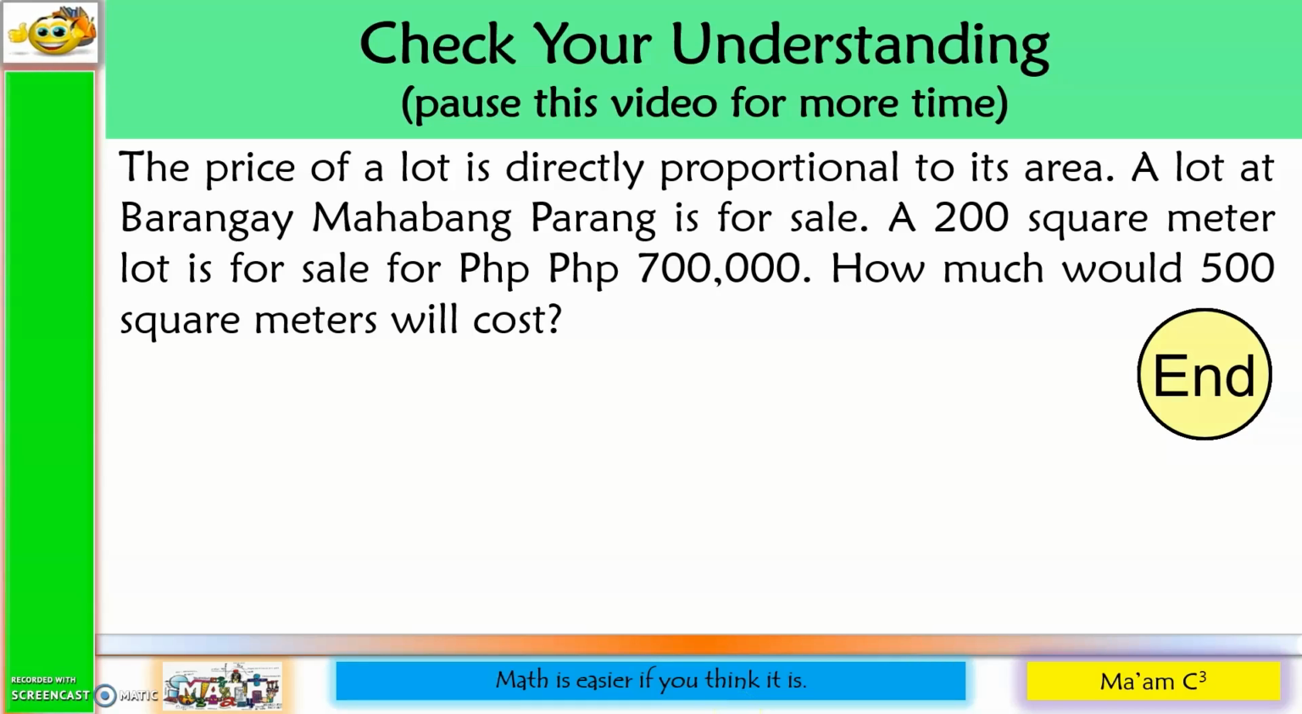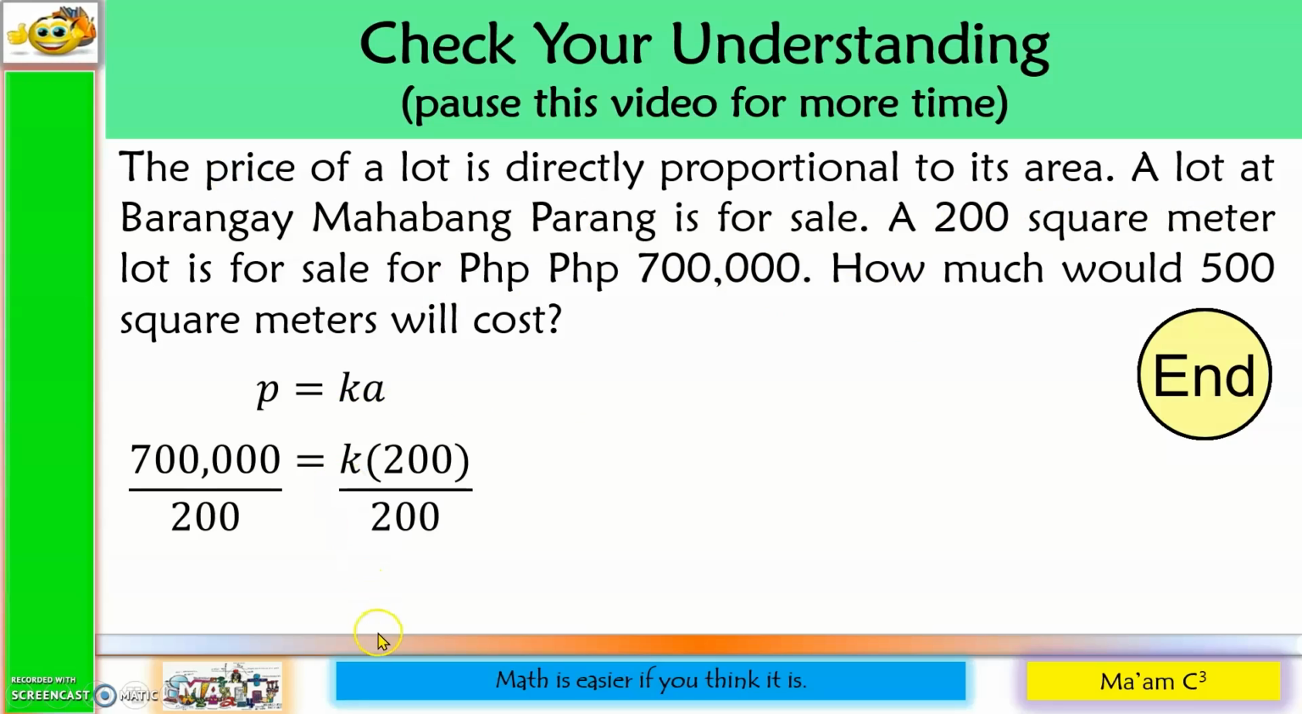Let us answer. So price is directly proportional to its area. So P is equal to kA. Next, 700,000 pesos. So that is our price for 200 square meters. So 200 is our A. So let's substitute those values. Let us solve for k. Let us divide both sides by 200. 200 will be cancelled out. k is equal to 700,000 divided by 200, and that is 3,500.